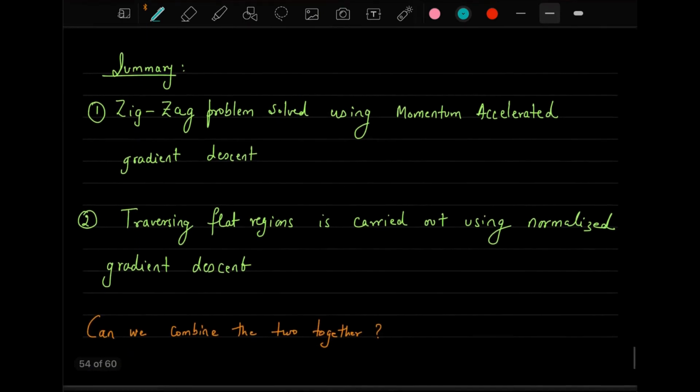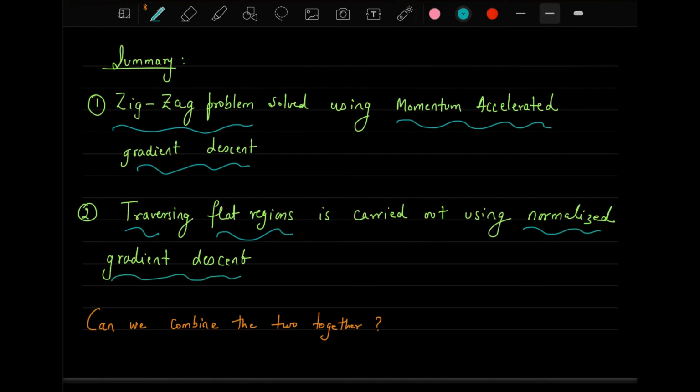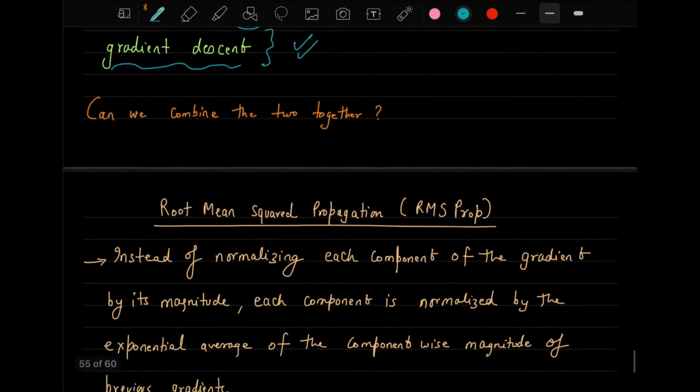So in summary, what we observe is that the zigzag problem that we discussed can be solved using momentum accelerated gradient descent that we have already discussed, and traversing the flat regions is carried out using normalized gradient descent that we have discussed also. So is there any way of combining the two advantages together and fusing them into a single one, so that we can get a very good optimizer that can take care of this and this? Yes, it is possible, and the researchers have come up with RMS prop.